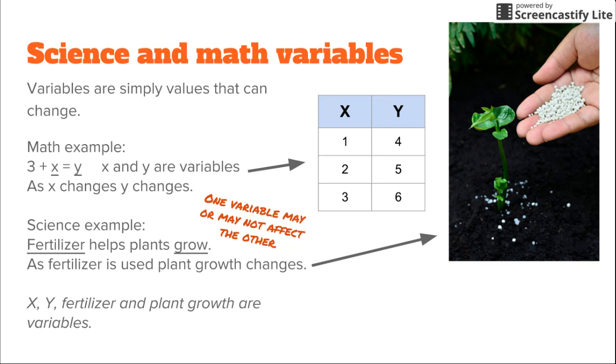In our math example that I've got here, I've got the equation 3 plus x equals y. X and y are both variables, and the term variable makes sense when you realize that as x changes, y changes. So when x varies, y varies. And you can see what those inputs could look like with that x and y table right here towards the center of the slide. A science example of variable would be something like fertilizer helps plants grow. As fertilizer is used, plant growth changes. So x, y, fertilizer, and plant growth are all variables. One causes or could cause a change in the other.